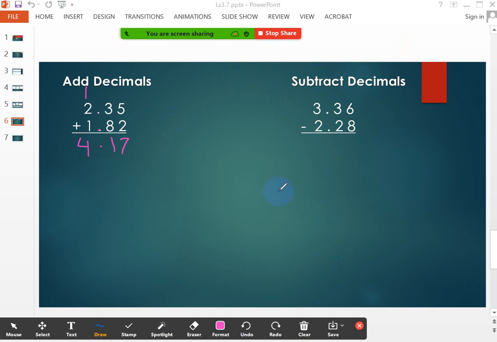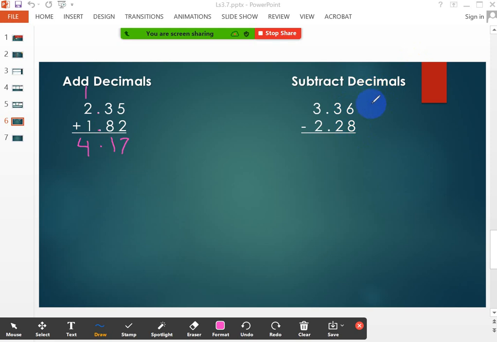That means I will order the numbers according to their digits. The hundreds under the hundreds, etc., tens and ones. And the decimal points will be under each other. So, let's start from the right side. 6 minus 8. Can I take 8 from the 6? No. 8 is greater than 6.